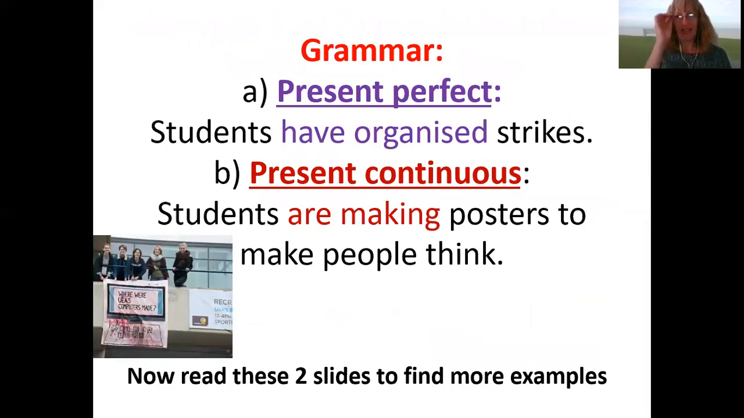So this is the present perfect. Students have organised strikes from the past up until the present and probably in the future. And present continuous, students are making posters to make people think. That's what's happening at the moment, now.